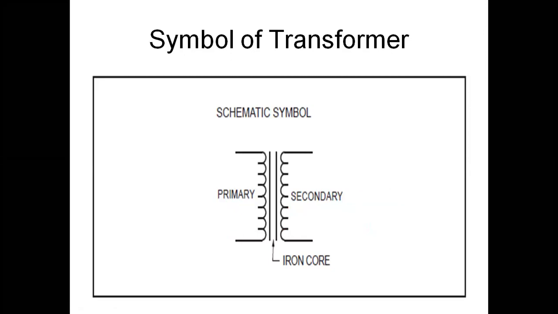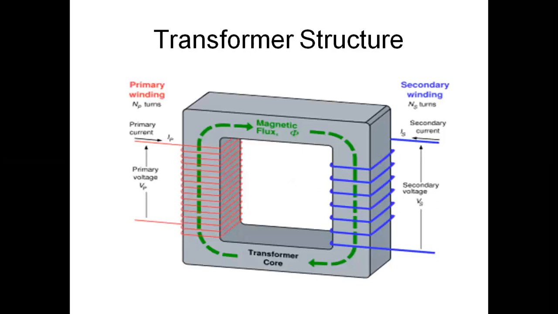This is the symbolic presentation including the main parts, that is primary winding, secondary winding and iron core. This is the structure of a transformer. At both limbs of the core, windings are wound. Primary winding is where we can connect an AC source, and secondary winding is where we can connect any electrical load. And this is the transformer core, which is responsible for providing a low reluctance path for the flux setup.